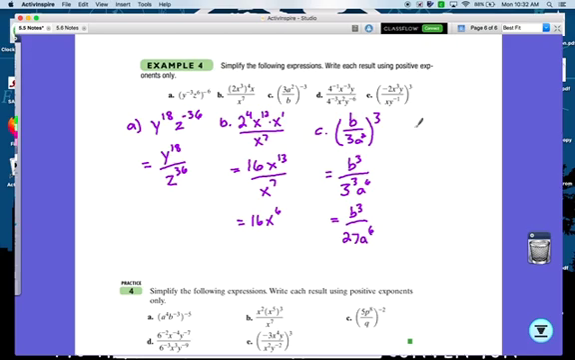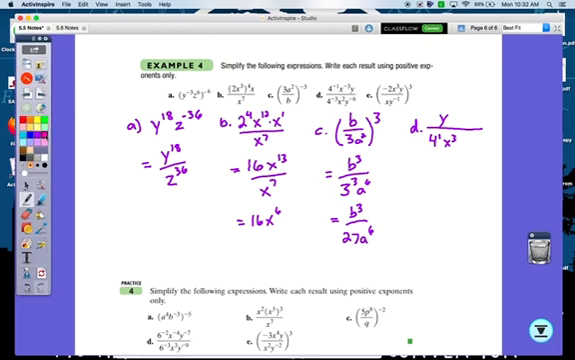All right, D, I don't have any parentheses, so I'm just going to start moving stuff from top to bottom. Let's look at the first one. 4 to the negative first is going to move to the bottom. X to the negative third is going to move to the bottom. The Y is going to stay on top.